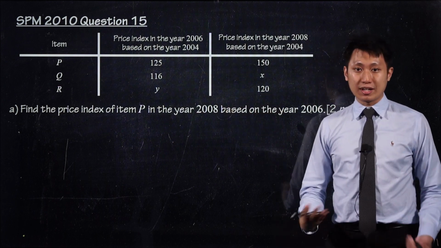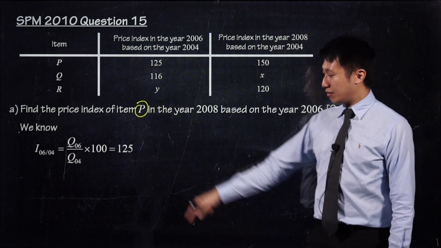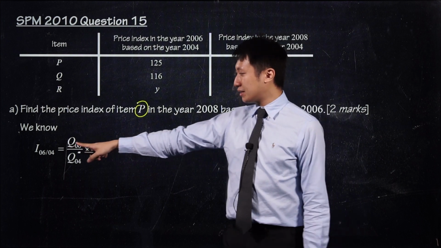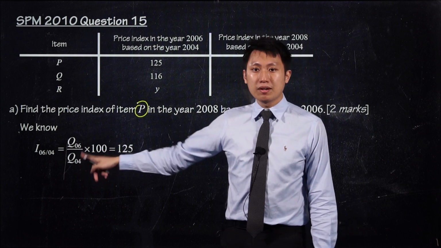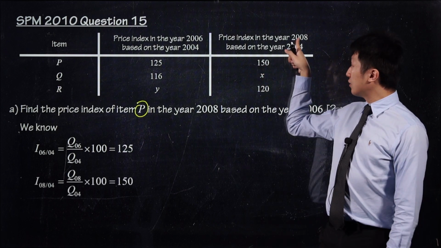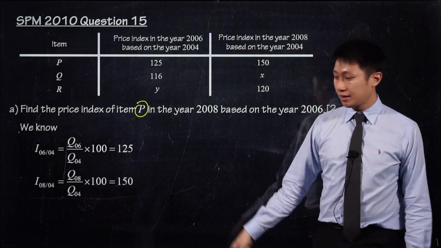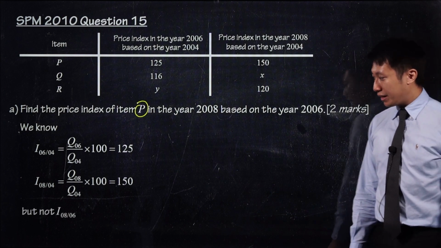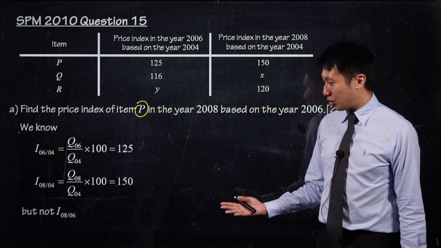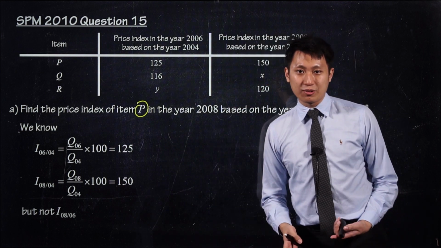So what we do, we try to write down the information about P. We know that I0604 is 125. How do you get that 125? It is the price in 2006 divided by the price in 2004 multiplied by 100. Then for this 150, how do we get it? 2008, 2004, so Q08 on top, Q04 below, times 100. But we do not know I0806. How do we get rid of Q04? We should be able to cancel something, right?